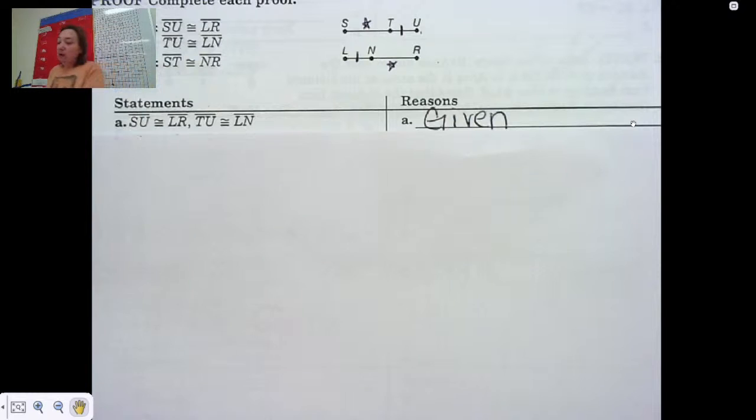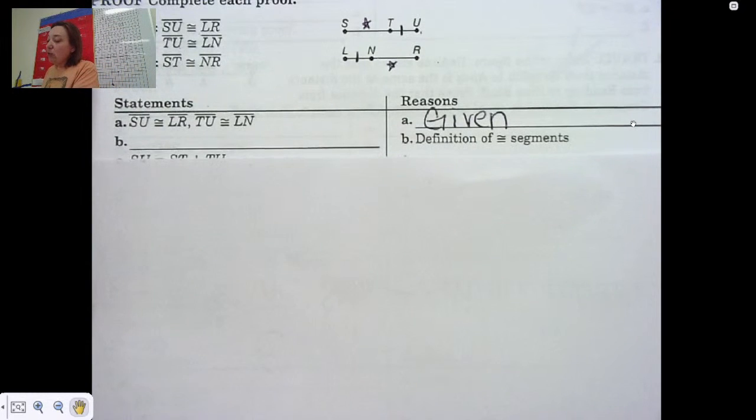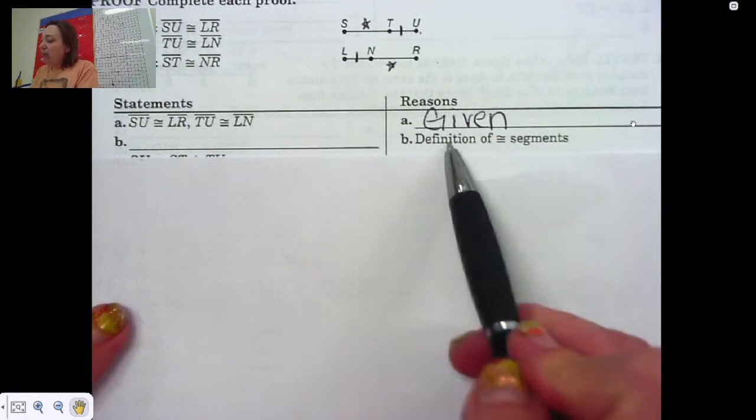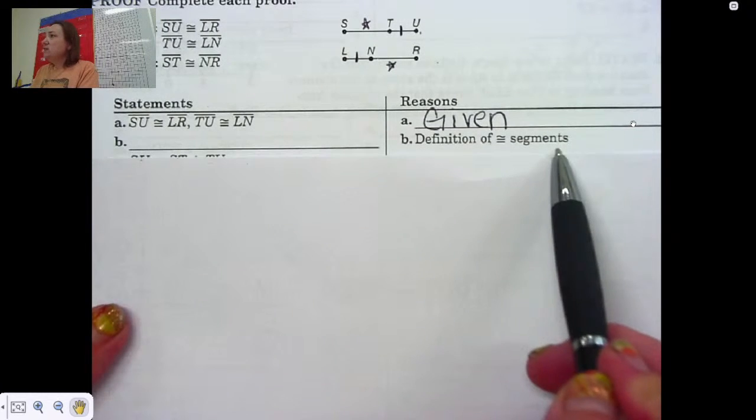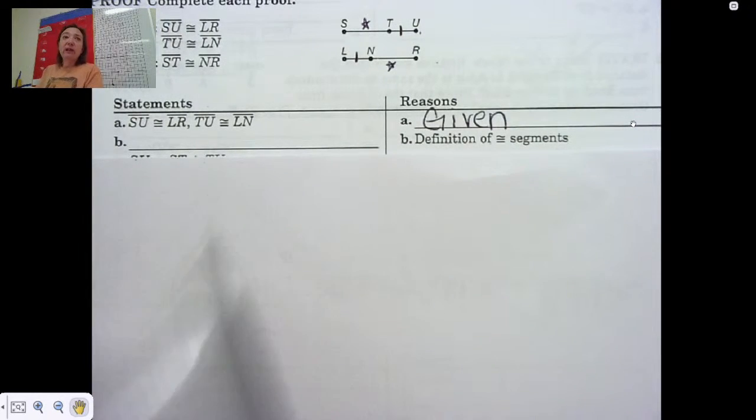Okay? All right, let's look at the next step. So notice in the next step, they put definition of congruent segments as the reason, and they left blank the thing we know.